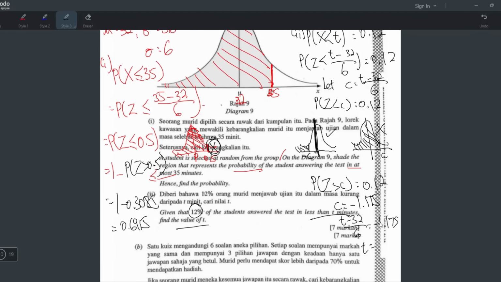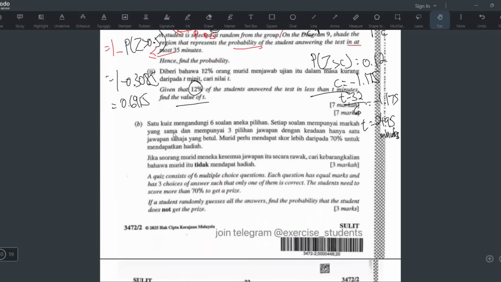So your T will be, this one can press calculator lah. Negative 1.175 times 6 plus 32. What do you get? 24.95. Okay, I don't think you have to round off lah because it's minutes, right? So I think I'll just write 24.95 and put a unit there, minutes, and yeah, this is good enough. Okay. All right, I'm done with the A1, A2.